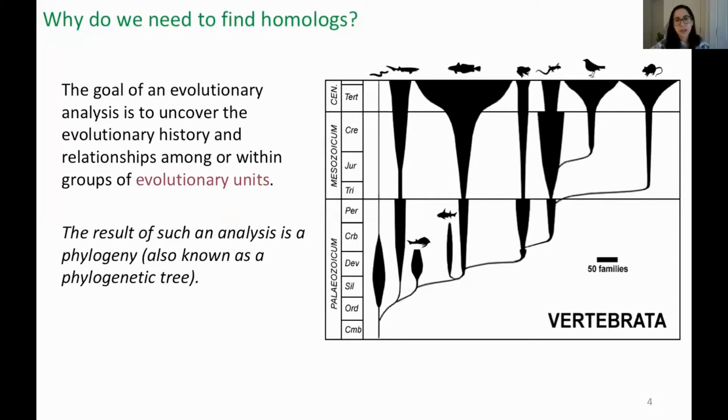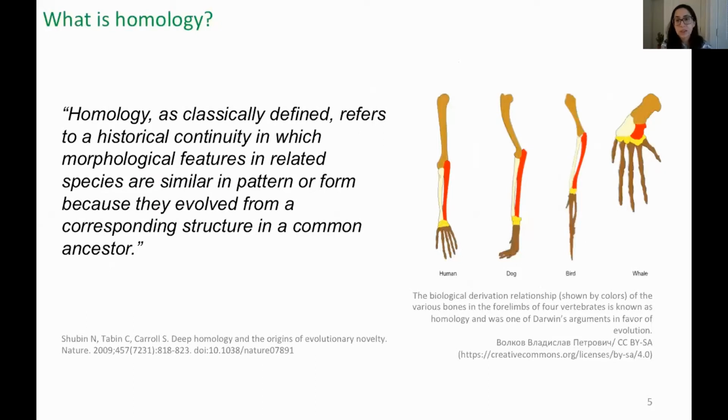But just to discuss a little bit more this idea, what we want to do when we study evolutionary analysis is we want to compare evolutionary units. And we want to tell a story about these units in terms of their relationships. We often use these schematic representations that are called phylogenies or phylogenetic trees to tell these hypotheses we take from our evolutionary units. So then what exactly is homology?